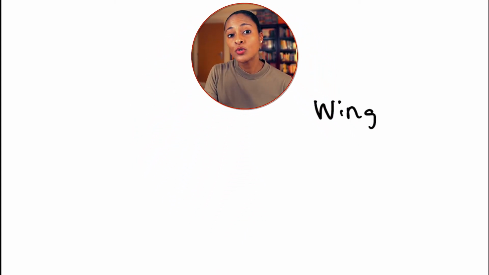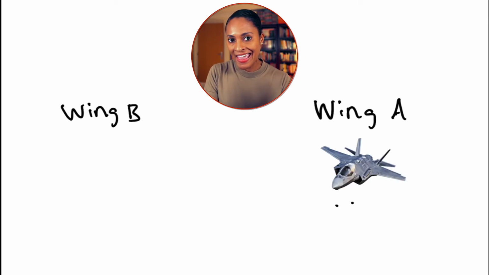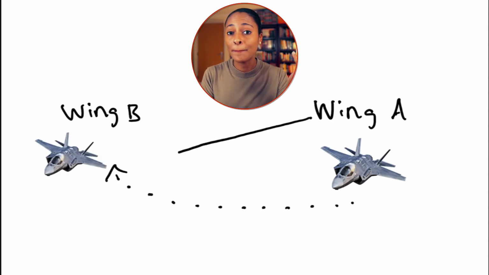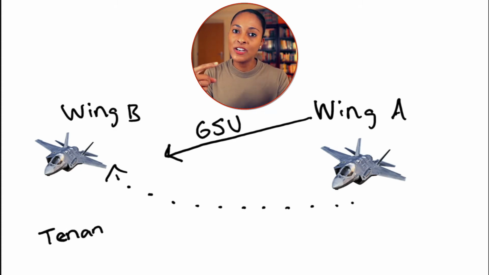So let's say, for instance, you have an F-35 unit that belongs to Wing A over here, but they are physically located at Wing B over here. So to Wing A, that F-35 unit is going to be called a geographically separated unit, or a GSU. To Wing B, that F-35 unit is going to be called a tenant unit, because Wing A still has administrative control over the unit, even though they're sitting at Wing B. So that can be one example of an exception.